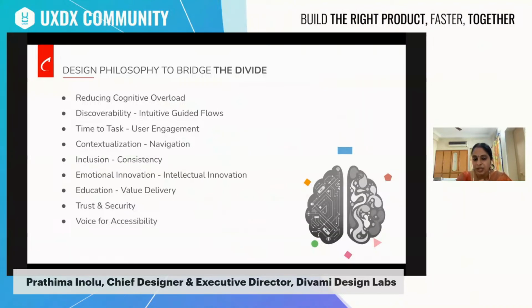Emotional innovation. Usually, when we are designing, we think of demographics, geographics, what are the needs and what are the pain points. But often we keep their emotions in check. And this is a classic example I try to give everywhere, which is Uber.